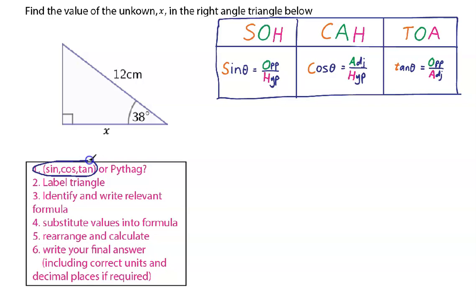Sine, cos, and tan are very helpful when we have an angle. In this case, theta. We're going to call that theta. So we've chosen sine, cos, or tan. Now let's label the rest of the triangle.